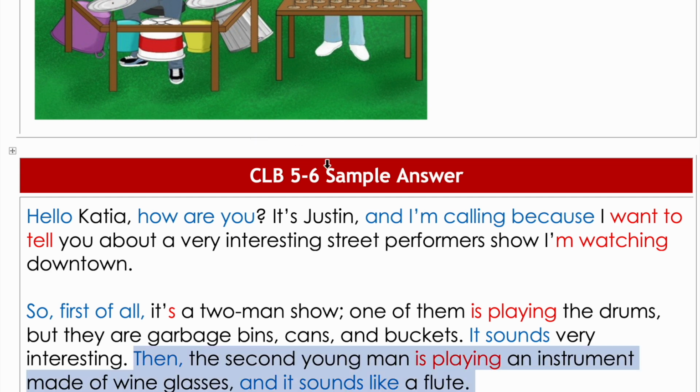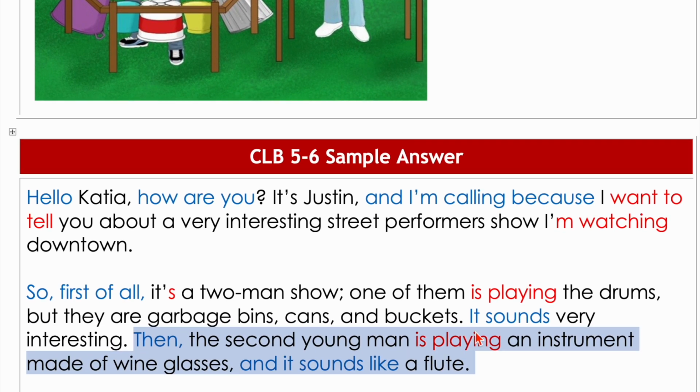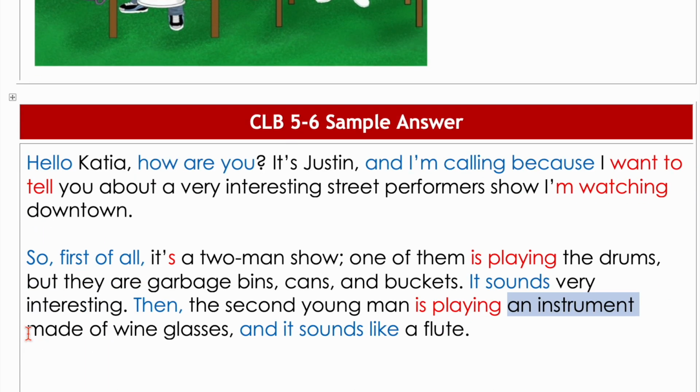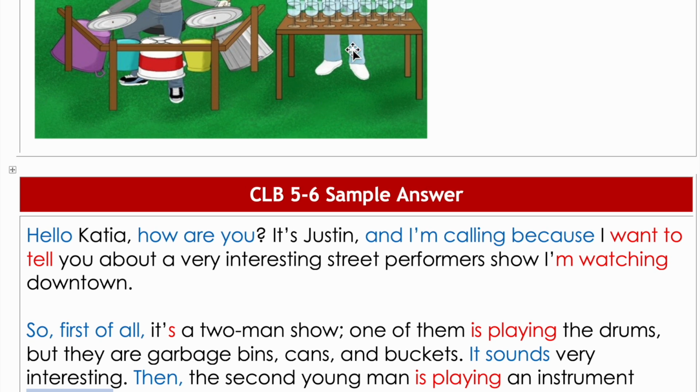Next, then the second young man is playing an instrument made of. So we're not sure what this instrument is, but we said it's made of wine glasses, and it sounds like a flute. Okay. So it's made of wine glasses and it sounds like a flute. Okay?